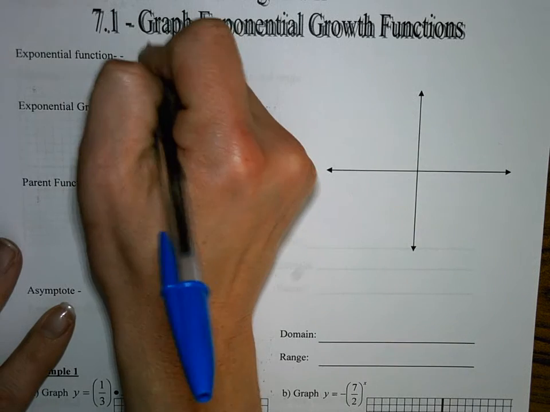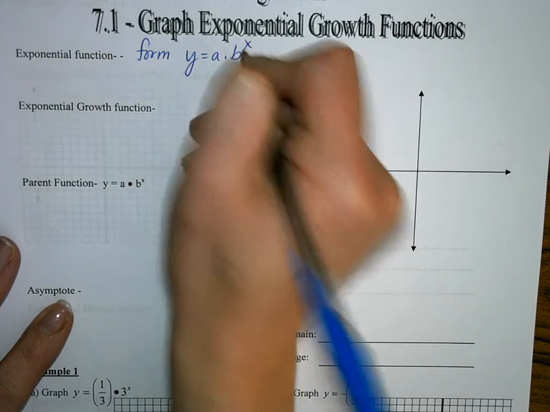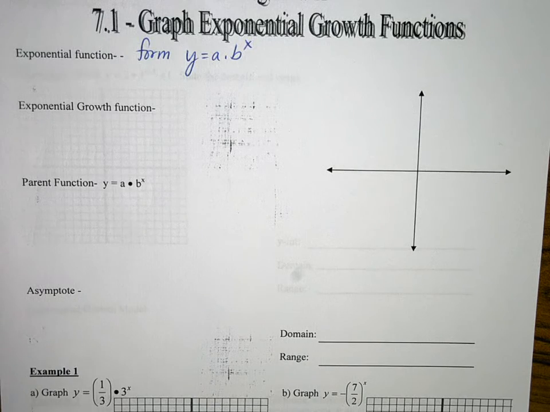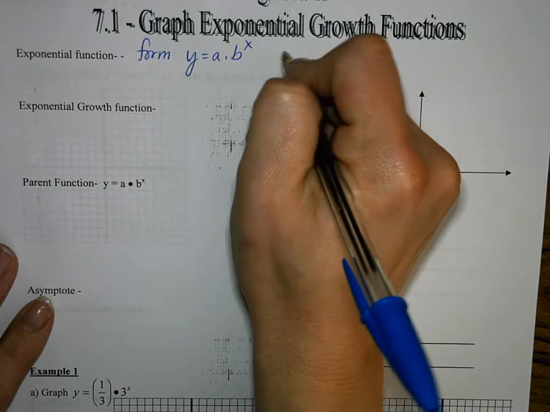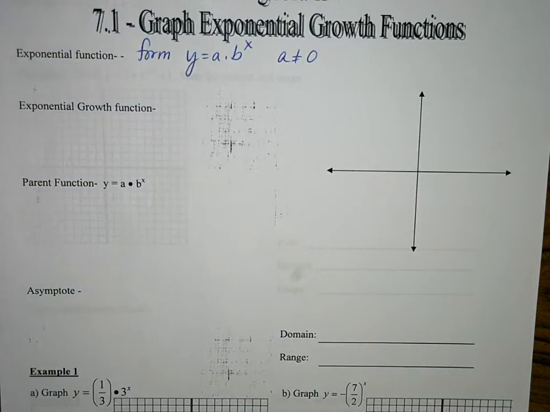What you want to think about an exponential function is that x, my variable, is in the exponent. So it will always have the form y is equal to a times b to the x. Now, my a can't be 0 or I've created all sorts of problems for myself. It just is going to completely eliminate the whole thing.